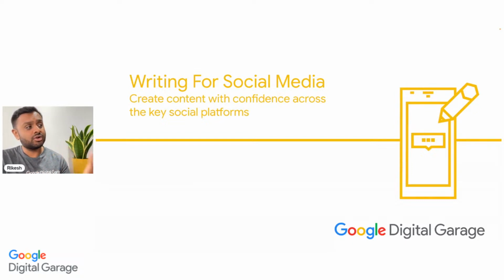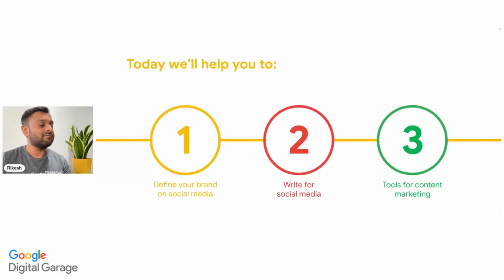But in regards to this session on Writing for Social Media, let's have a look at what we're going to be looking at. First of all, we're going to be defining our brand on social media. So we're going to be looking at what makes us as a business, as a brand, us essentially. What is our identity, and how can we weave that into the content that we create, whether it be for a website, but specifically for the purpose of this session, when it comes to creating content for our presence on social media as well.